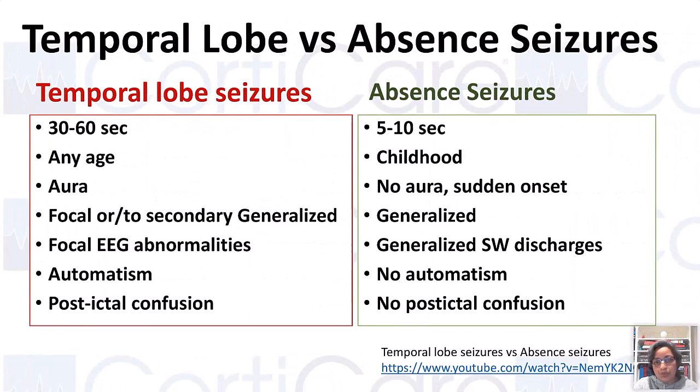So the major differences between temporal lobe and absence seizures is that temporal lobe seizures are very long compared to absence seizures. Absence seizures are anywhere between 4 or 5 seconds to 10 seconds, compared to the temporal lobe seizures, which last up to a minute. Temporal lobe seizures start at any age, but absence seizures usually start during childhood. Patients have aura. In absence seizures, there are no auras. Temporal lobe seizures are focal, whereas absence seizures are generalized. With temporal lobe, we see focal abnormalities and generalized spike wave discharges during absence seizures. Automatism, a hallmark of temporal lobe seizure, is not there in absence seizures. Patients do have post-ictal confusion, but in absence seizures, there is no post-ictal confusion. However, they both do not remember the events of the seizure.